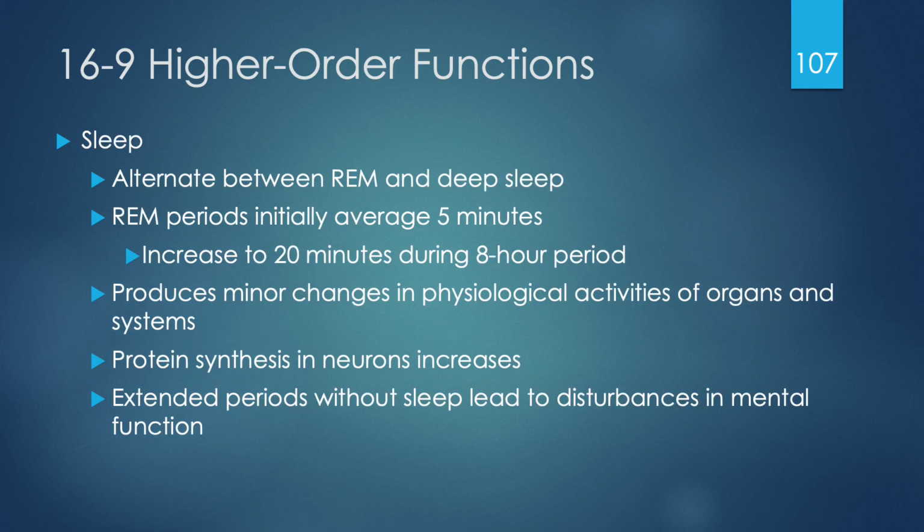During sleep, we're going to alternate back and forth between REM, or rapid eye movement sleep, and deep sleep. So as we start off sleeping, the REM periods will be about 5 minutes or so on average, but then over the course of the entire sleep, it'll increase all the way up to 20 minutes.